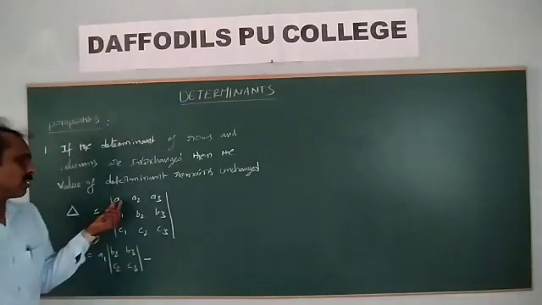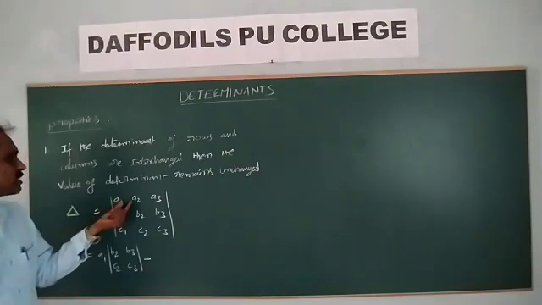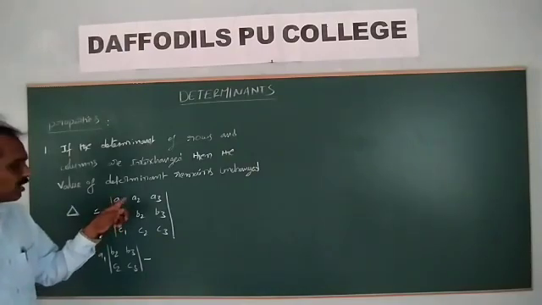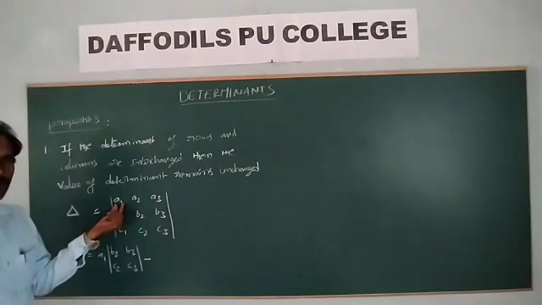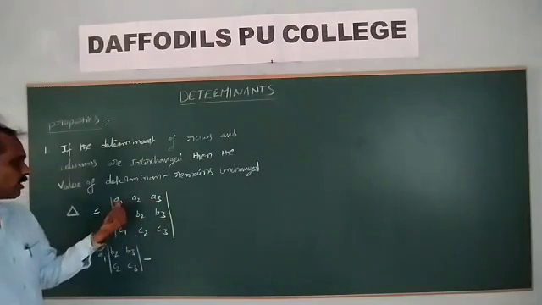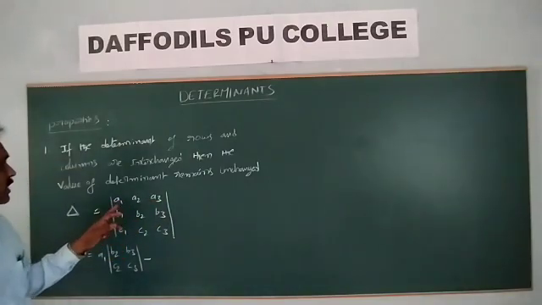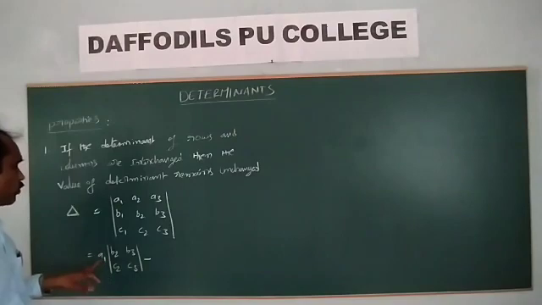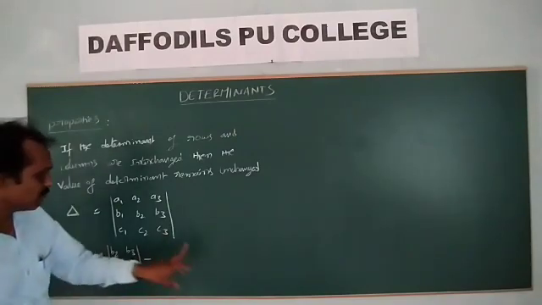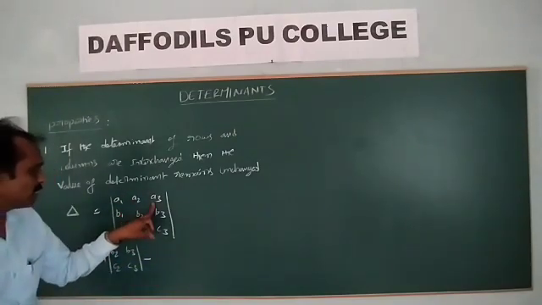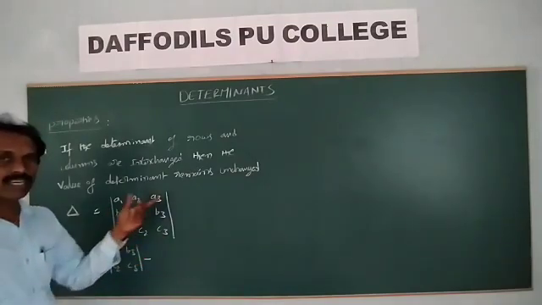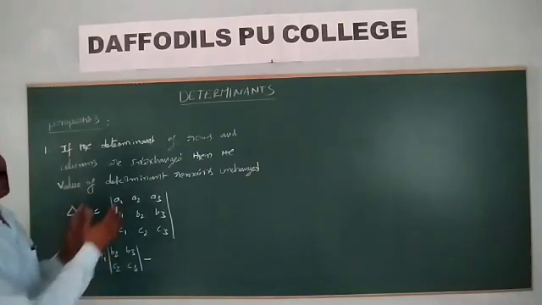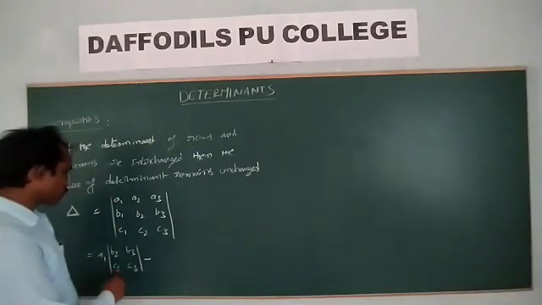Minus. Why? Already explained: minus 1 to the power of its suffix value. This is A11, A12, A13. Minus 1 to the power of the suffix value means corresponding row plus corresponding column, that is 1 plus 1, 2, so that is plus. Next minus, plus, and so on. These are the signs from minus 1 to the power of the suffix values.